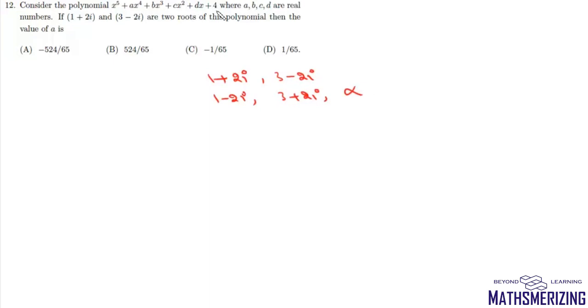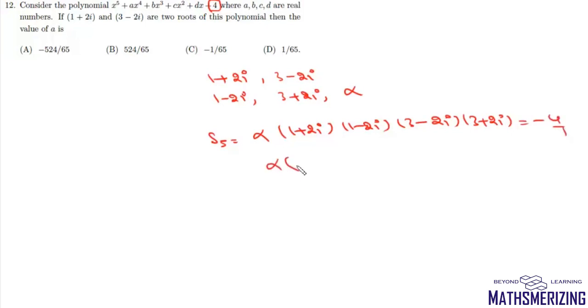Now we know that S5, which is the product of all 5 roots, will be alpha times (1 plus 2i) into (1 minus 2i), times (3 minus 2i) into (3 plus 2i), and there'll be a minus, and then it is 4 upon 1. So we'll get this as alpha, and this is 1 plus 4, which is 5, and then 9 plus 4 is 13, and this is minus 4. So the value of alpha is minus 4 upon 65. So its real root is minus 4 upon 65.